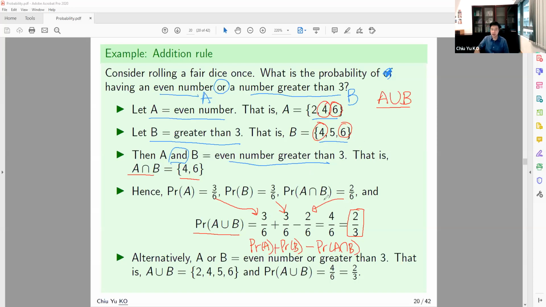Sometimes this is easier, but this is the indirect way, right, because it uses the formula. But sometimes you can do it more quickly because A or B is just even number or greater than 3. In this way, A or B would pick up everything, so it would be 2, 4, 5, 6, because union means pick up everything. And we have 4 of them, so that's why we have 4 over 6, which is 2/3. So they're the same result.